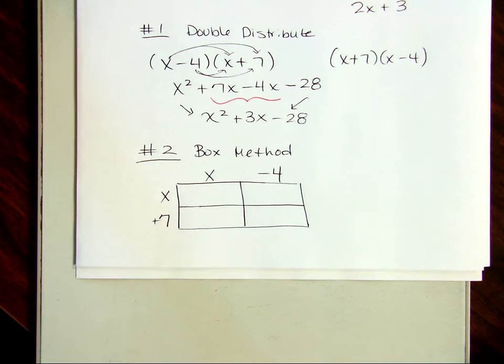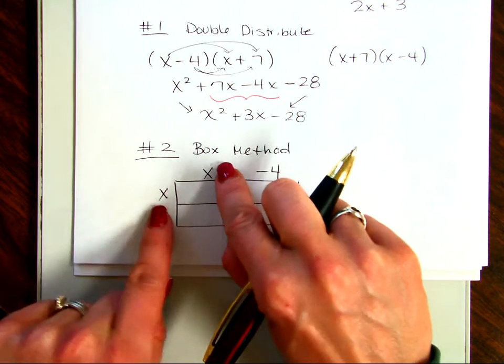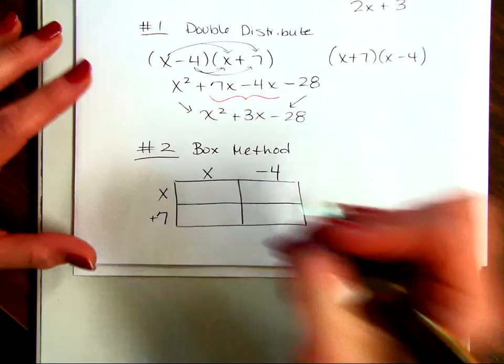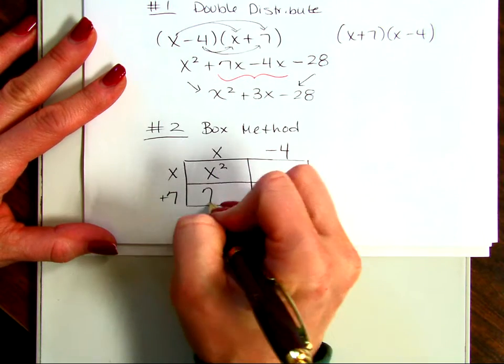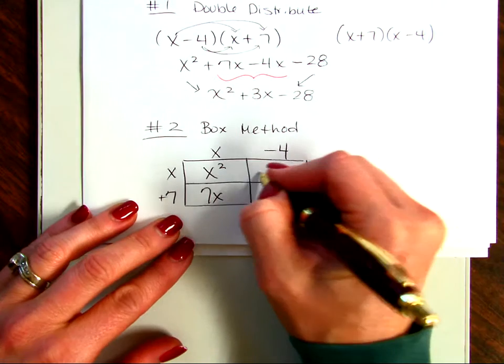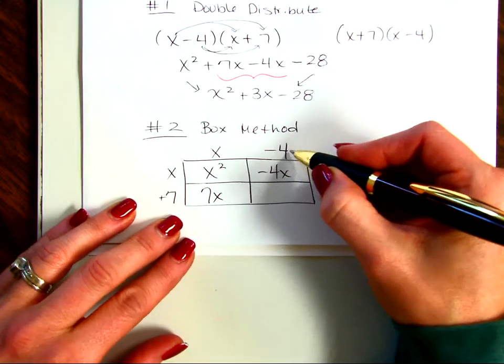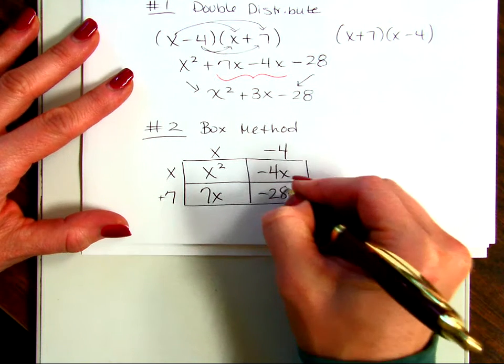So box method is kind of cool. It kind of works like Battleship. You know how you say A12 and you kind of follow it down? So you take this column and this row and you just multiply them and you put the product in the box. So x times 7 is 7x. -4 times x is -4x. And then your -4 times your positive 7 gives you your -28, okay?